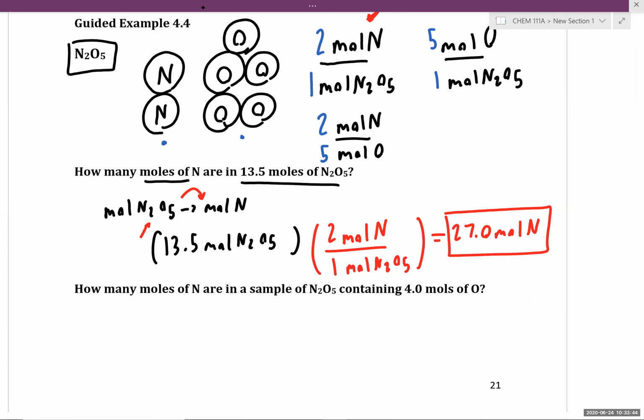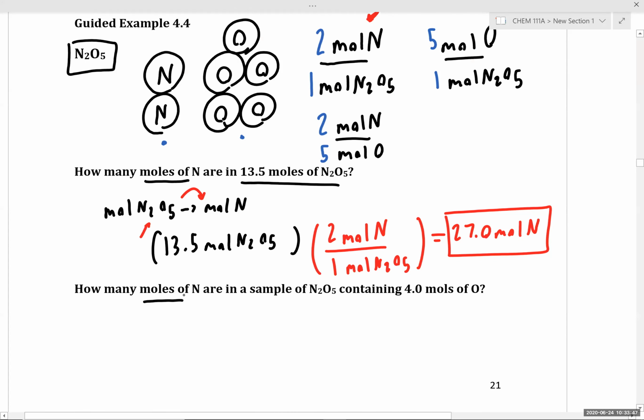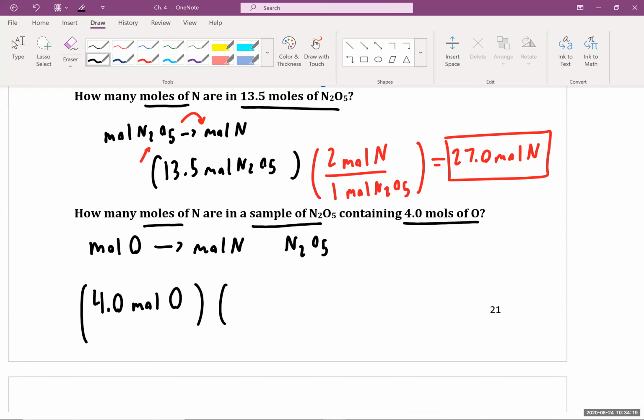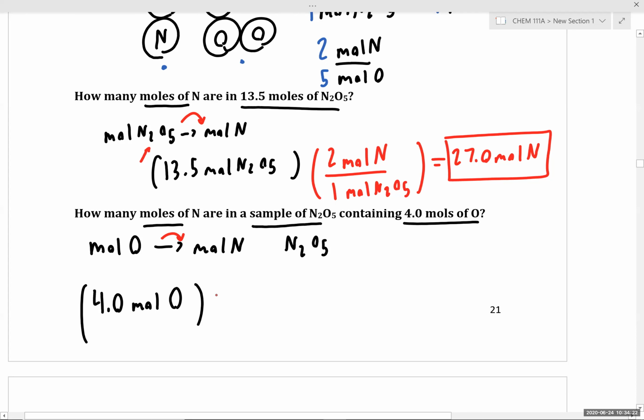Let's do another example. We're asked how many moles of nitrogen are in a sample of N2O5 containing 4 moles of oxygen. So we're going from moles of oxygen to moles of nitrogen. And from here, we use our formula. In this case, our formula is N2O5. So let's write out our initial units. We have 4.0 moles of oxygen. If we're going from moles of oxygen to moles of nitrogen, what units go on top?